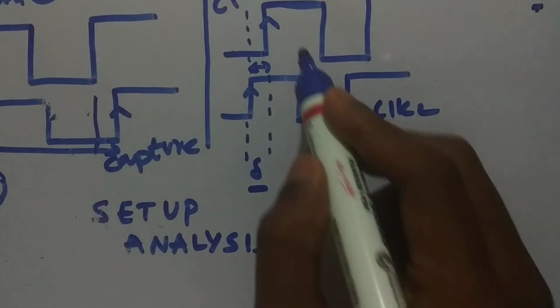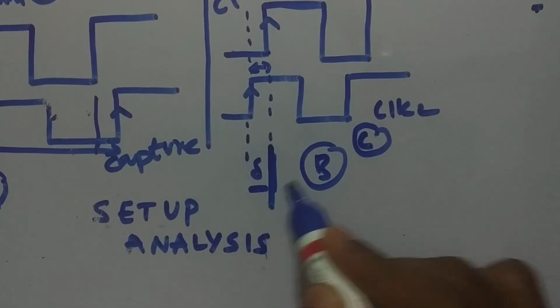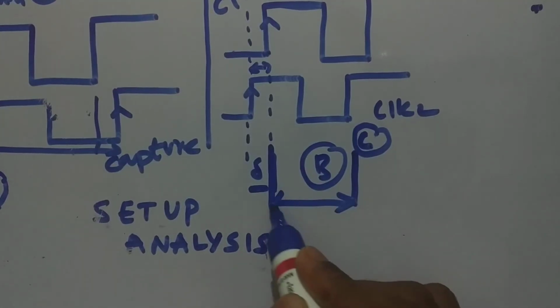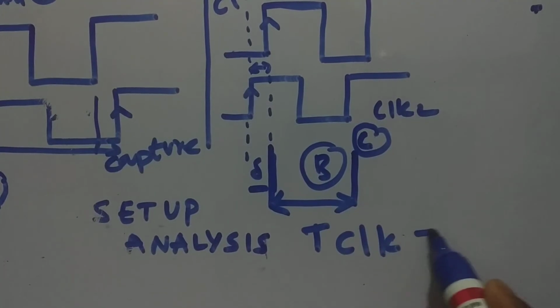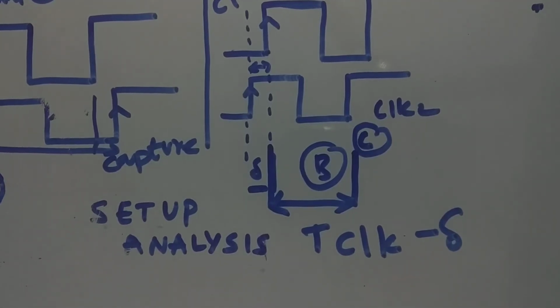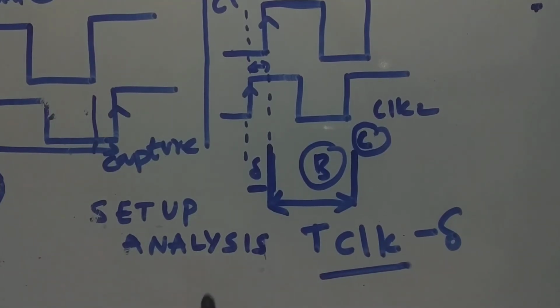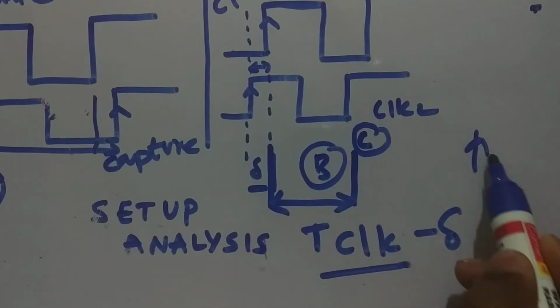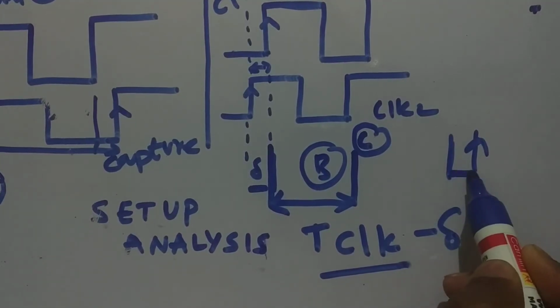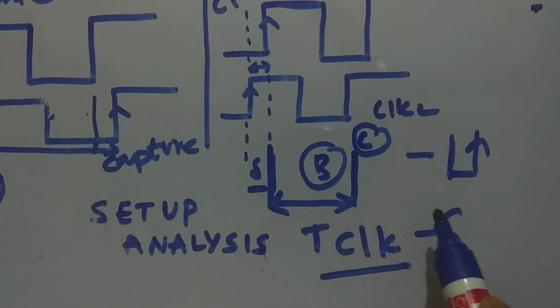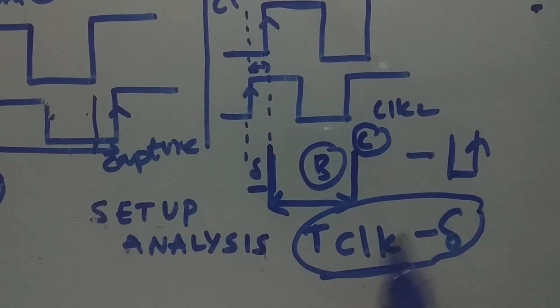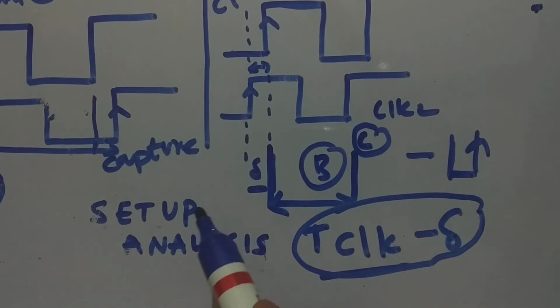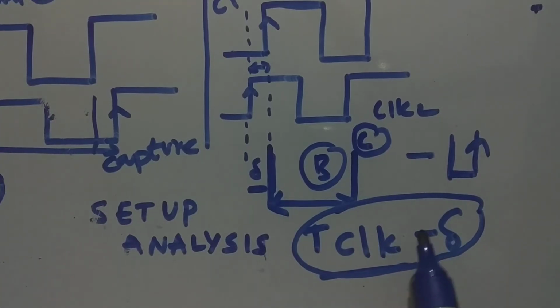What happens to the time period? The time period will be reduced from this edge to this edge. How much the time period has been reduced is T clock minus delta. So as a result, we are having a problem over here. We have less time for the input to settle. The input must settle before the clock edge, before the setup time. But here we have less time. This setup analysis will have a problem when the negative skew increases, because we will have less time for the input data to settle down.